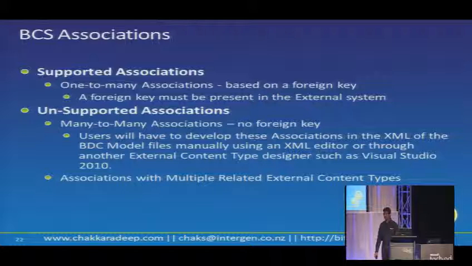So what type of associations are supported? One-to-many associations, and that should be based on a foreign key. So what we saw at the previous slide was we had a customer ID, which is going to be a foreign key with a customer table. So one-to-many associations with a foreign key is always supported. Unsupported associations: many-to-many associations, and associations with multiple related external content types. So you cannot have multiple external content types with multiple associations and then try to relate them using a SharePoint list or whatever that is.